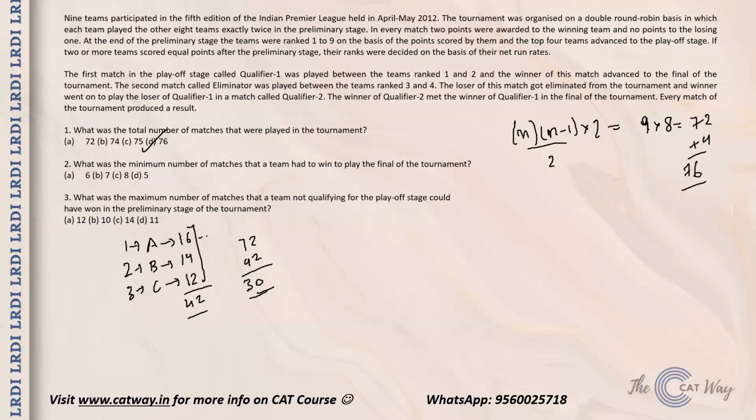And you say that they have won all these matches, so they are ranked 1, 2, and 3. That is how you minimize it. You take the 4th team and give it the minimum number of wins. Out of 9 teams, 3 teams are gone, you are left with 6 teams.